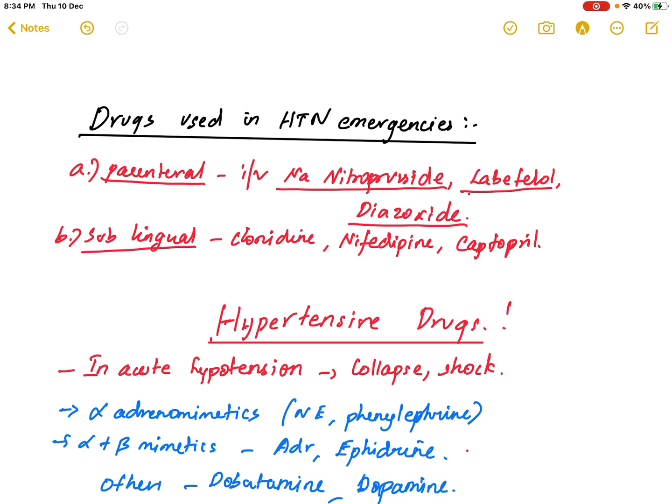The second route is sublingual. Drugs like clonidine, nifedipine, and captopril can also be used by the sublingual route. They are used in case of hypertensive emergencies.